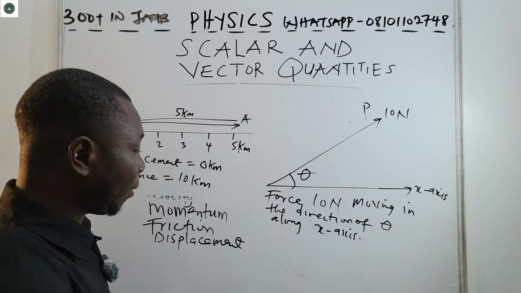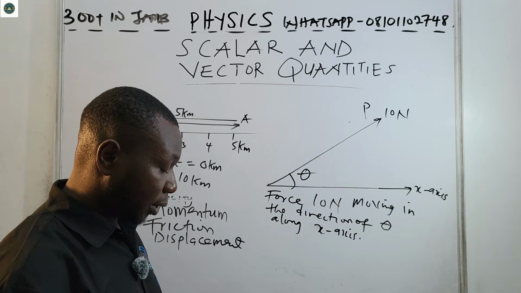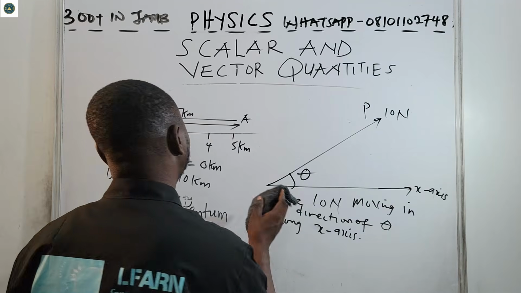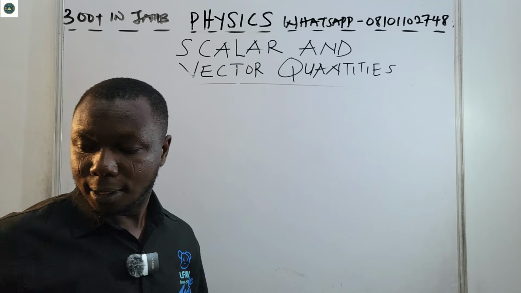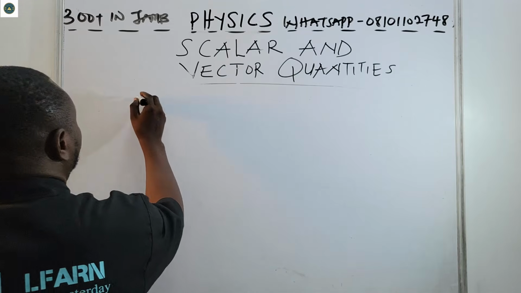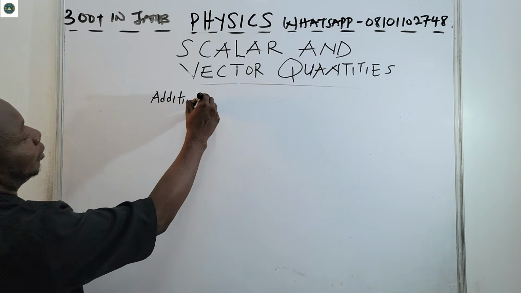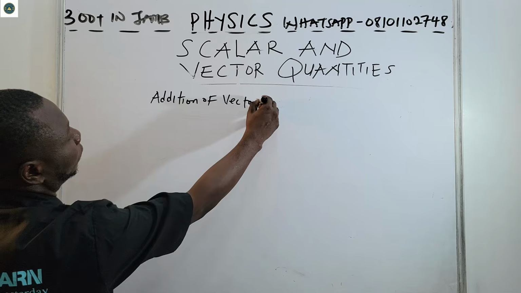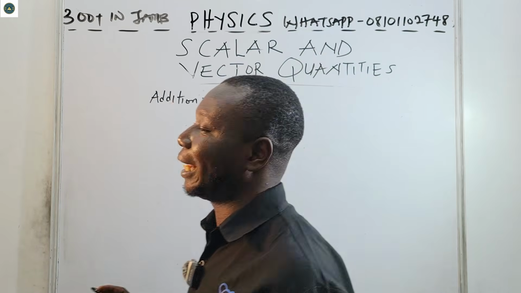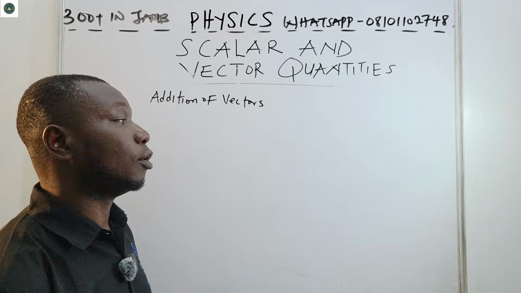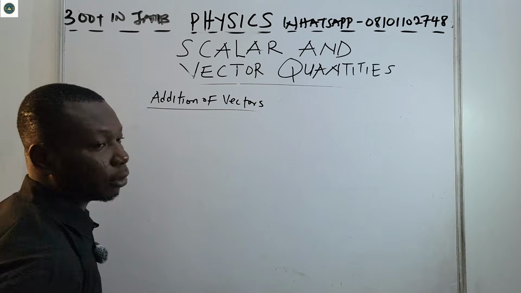All right. Now, how do you add vectors? I said it before. How do you add vectors? Let's say we have vectors in this form. Addition of vectors. Now, if vectors are moving in the same direction, you add. But when vectors are moving in opposite directions, you subtract. So let's see, for example, addition of vectors.